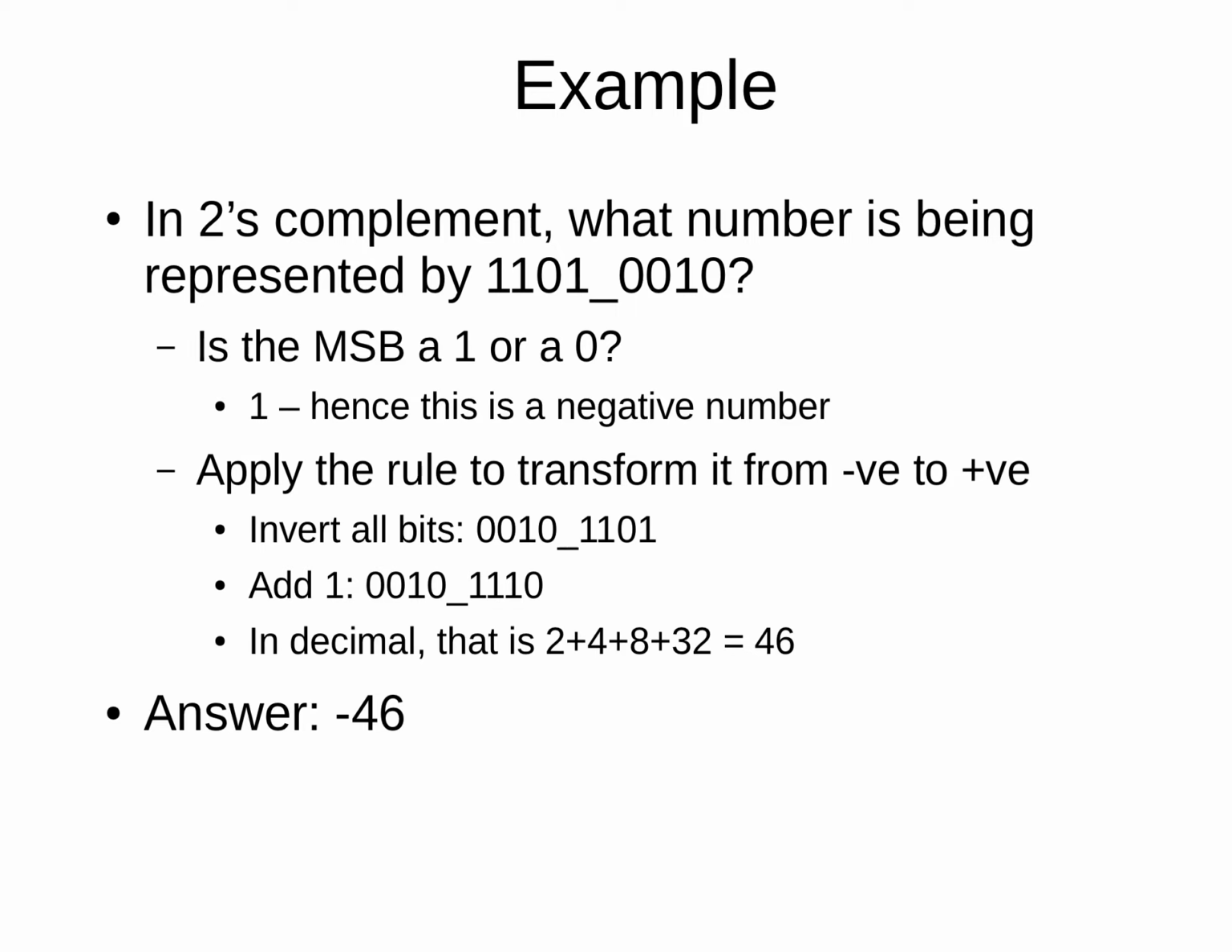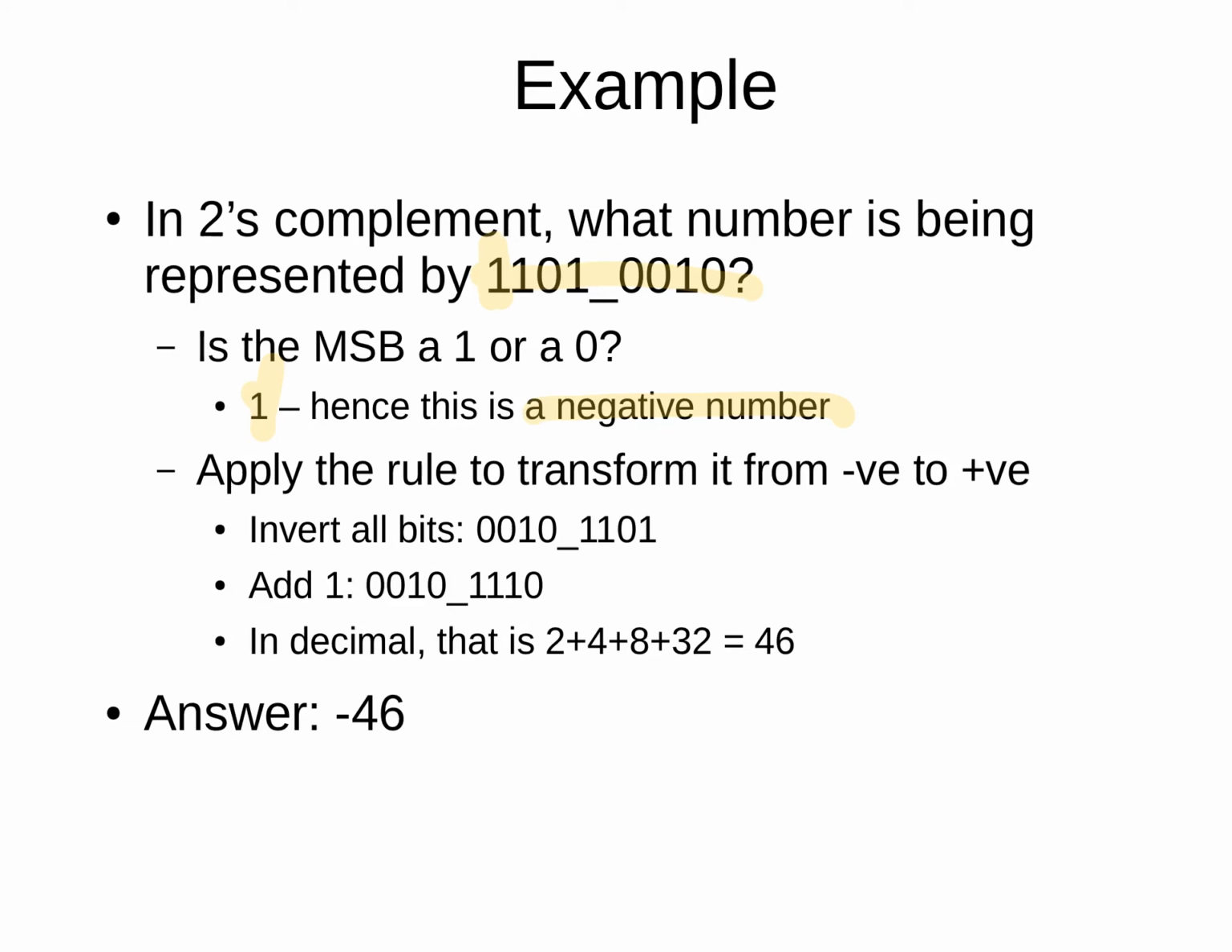An example of going in the reverse direction is the following. Let's say we're given this 8-bit number and we're told it's a 2's complement number. If it's not a 2's complement number, we convert it normally and we'd get a large positive number. But if we're told it's 2's complement, then we look at the most significant bit, we see it's a 1, and so we know that this is a negative number. This means we need to apply our rule to transform it from negative to positive.